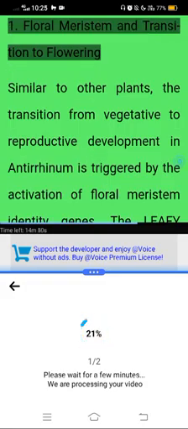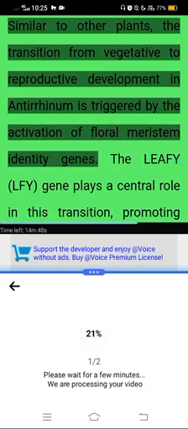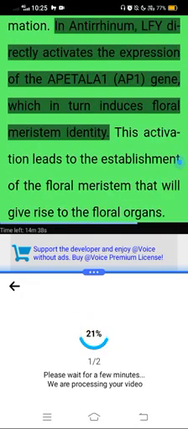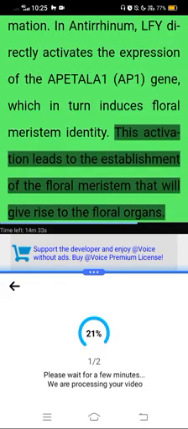1. Floral meristem and transition to flowering. Similar to other plants, the transition from vegetative to reproductive development in Antirrhinum is triggered by the activation of floral meristem identity genes. The LEAFY (LFY) gene plays a central role in this transition, promoting the switch from vegetative growth to floral meristem formation. In Antirrhinum, LFY directly activates the expression of the APETALA1 (AP1) gene, which in turn induces floral meristem identity. This activation leads to the establishment of the floral meristem that will give rise to the floral organs.